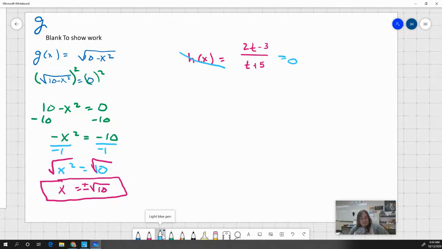Does anyone remember how to clear a fraction? Would you know how to get rid of that t plus 5? Sarah, do you know how to get rid of it? Are you there, Sarah?